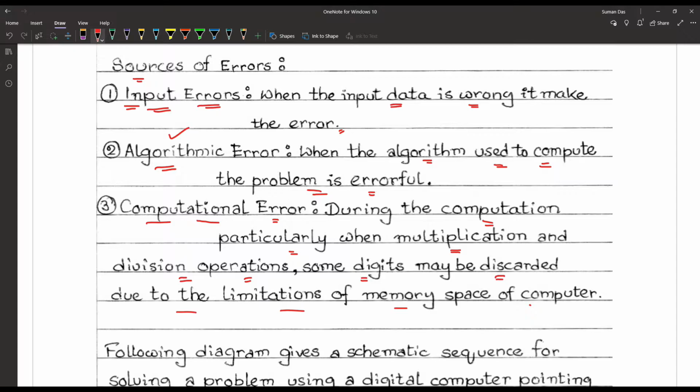Now each and every computer must have some bounded memory, and that is also known as the word. Based on that word, when multiplication and division operations are going on, some digits may be discarded. So it must generate some error. That type of error is practically known as the computational error. So input, algorithmic and computational errors are the different types of errors.